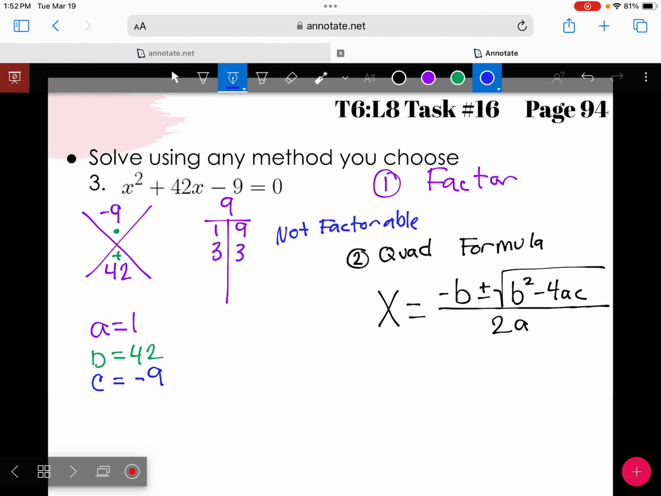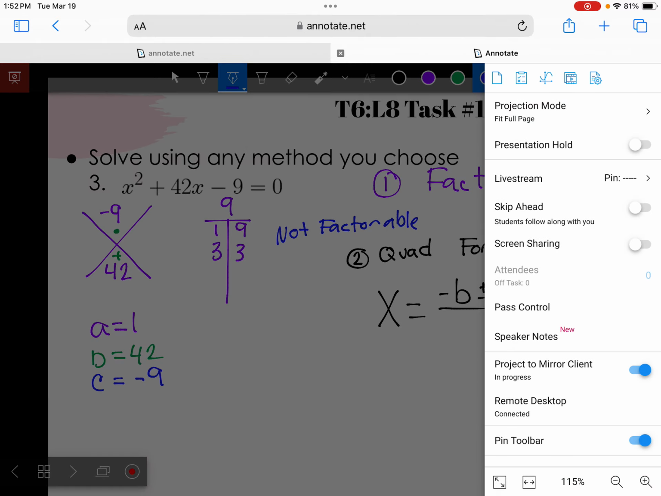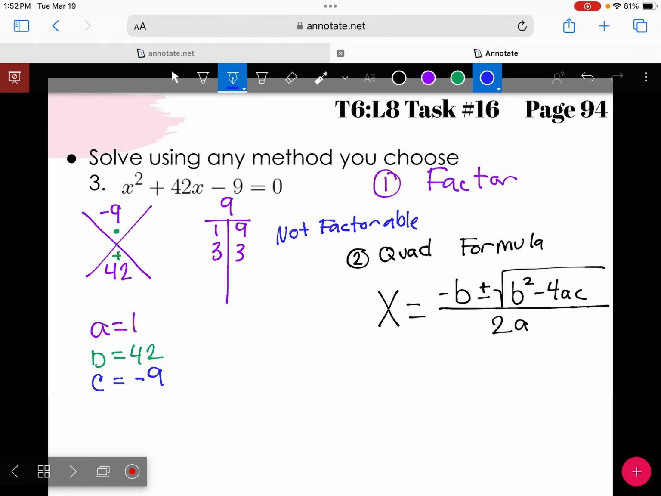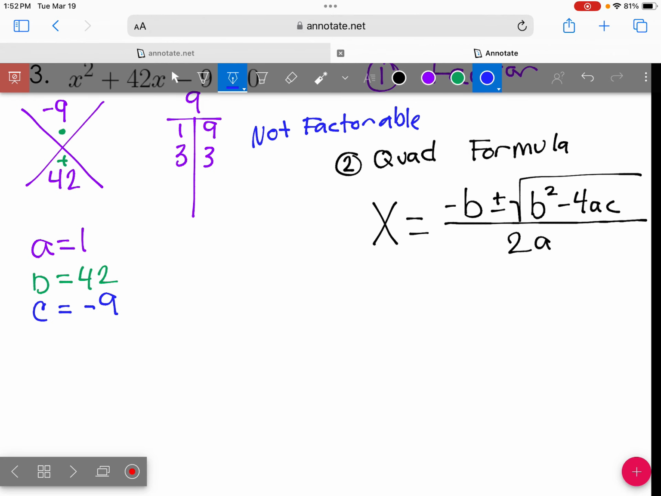So I'm going to go down. I'm going to give myself some more space. So we are going to do this. We're going to type this in. We're going to put this in the calculator because I want us to practice that.